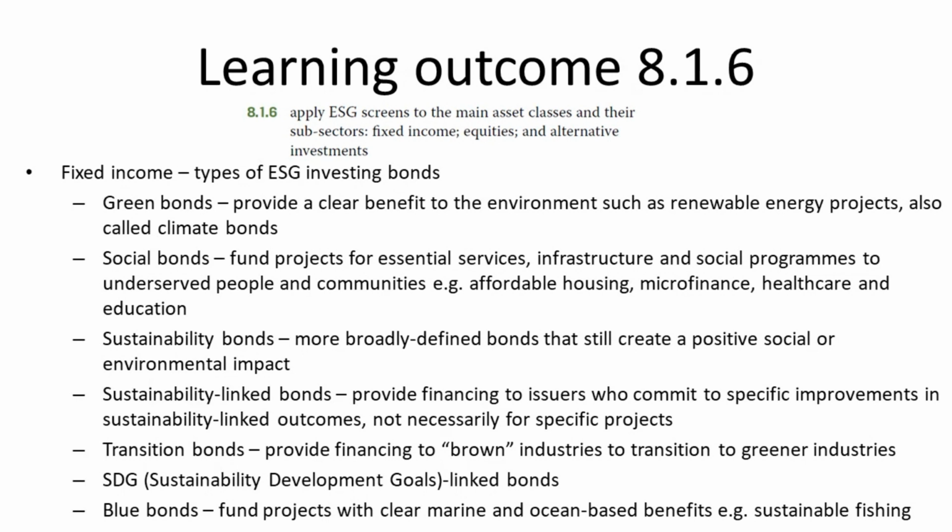Sustainability-linked bonds provide financial issuers who commit to a specific improvement in sustainability-linked outcomes, but not necessarily for specific projects. An example would be, say, an issuer may say that if we can meet certain reduction criteria, or actually more commonly, if an issuer fails to meet a certain objective in 10 years time, then the interest on the bonds will increase. So these are so-called sustainability-linked bonds.